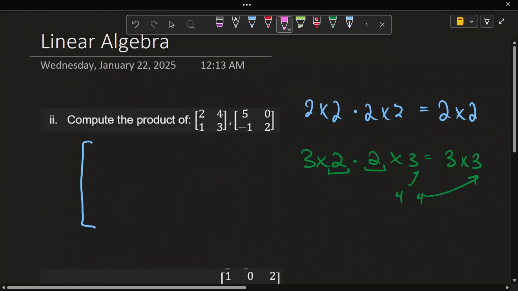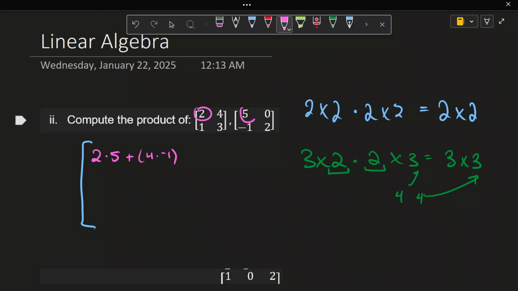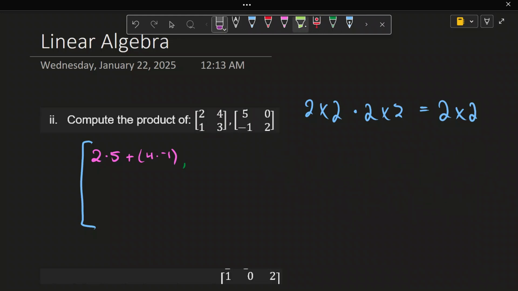All right, so first you're going to multiply 2 times 5 and add 4 times -1. So you do 2 times 5 plus 4 times -1. You go row times column. Then for the next number in the top right, because now we have a 2 by 2 matrix, the next value in the row is 2 and 4 and 0 and 2. So you do 2 times 0 plus 4 times 2. Next we go to the second row. So you do 1 times 5 plus 3 times -1. And the next one is 1 times 0 plus 3 times 2.